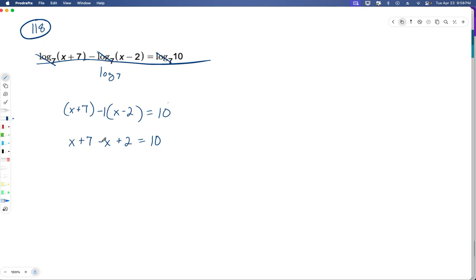So that's going to be x minus x. Seven plus 2 is 9. 9 does not equal 10. So this problem does not work very well, does it? Let me see what's going on with this problem. I know what this problem is.